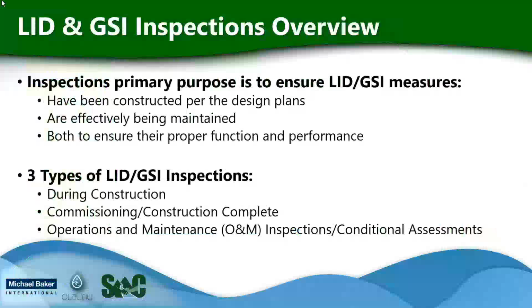Inspection's primary purpose is to ensure that LID and GSI measures have been constructed per the design plans, are effectively being maintained, and both to ensure their proper function and performance. There are three types of LID and GSI inspections. During construction, to verify BMPs are being constructed in accordance with the approved design plans. Commissioning and construction complete inspections, which is to verify BMPs were constructed in accordance with the approved design plans. And finally, operation and maintenance inspections, also called conditional assessments, which verify BMPs are present and functional and that the area is well maintained.